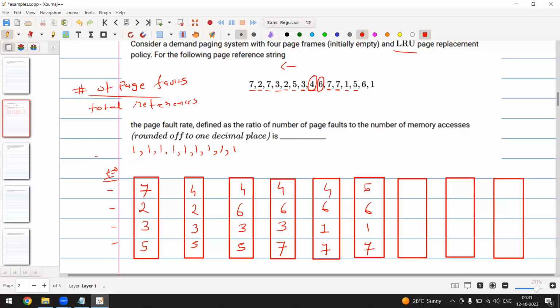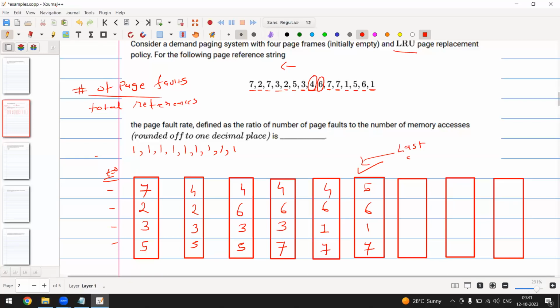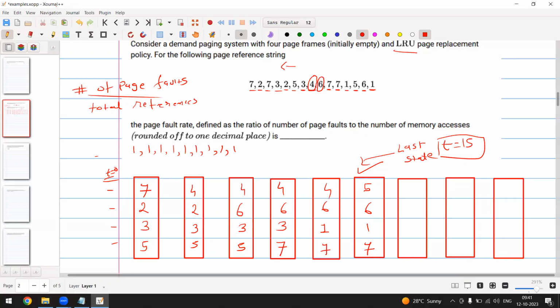Next is 6. So 6 is already there in the memory. Don't need to do anything. And 1. 1 is also present in the memory. You don't need to do anything. So this is my last state or final state. Time equal to how many times? 1, 2, 3, 4, 5, 6, 7, 8, 9, 10, 11, 12, 13, 14, and 15. So at time 15, this is my state of the memory.